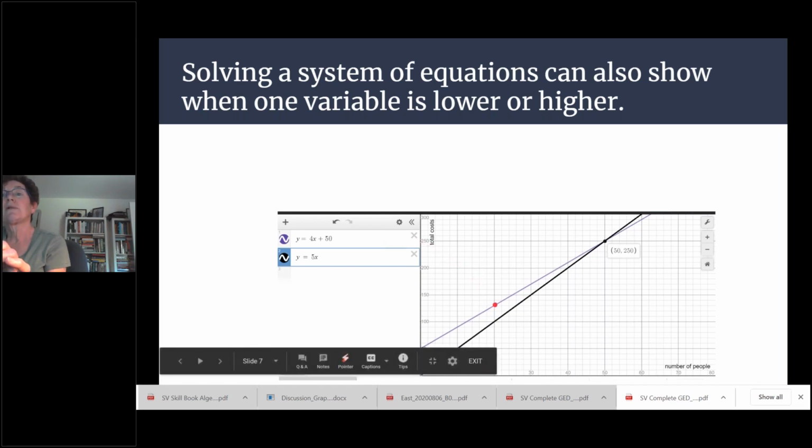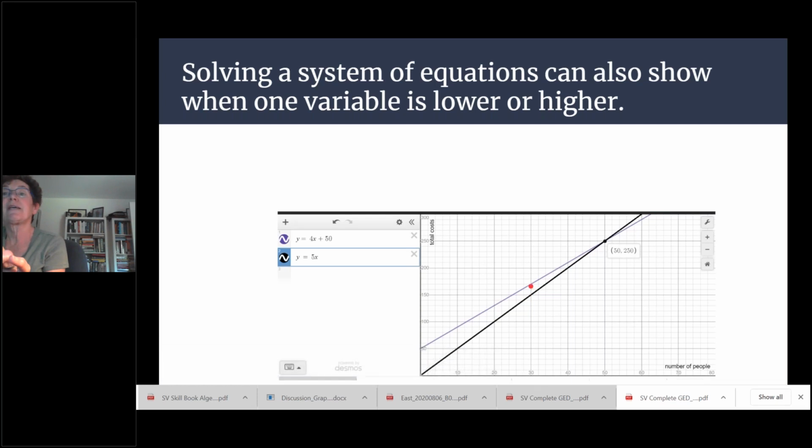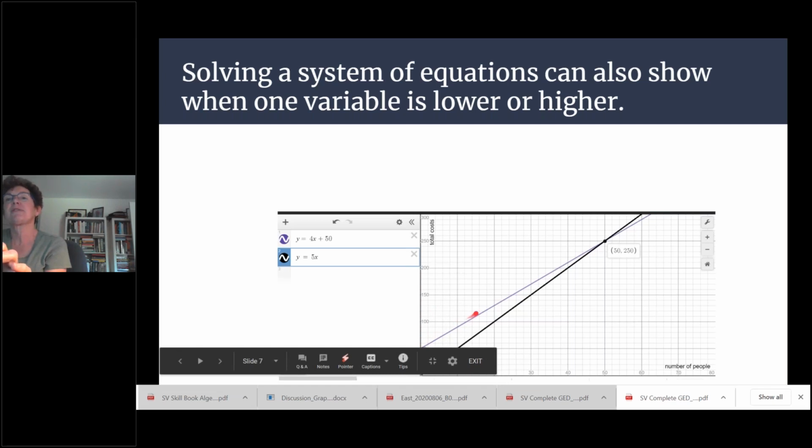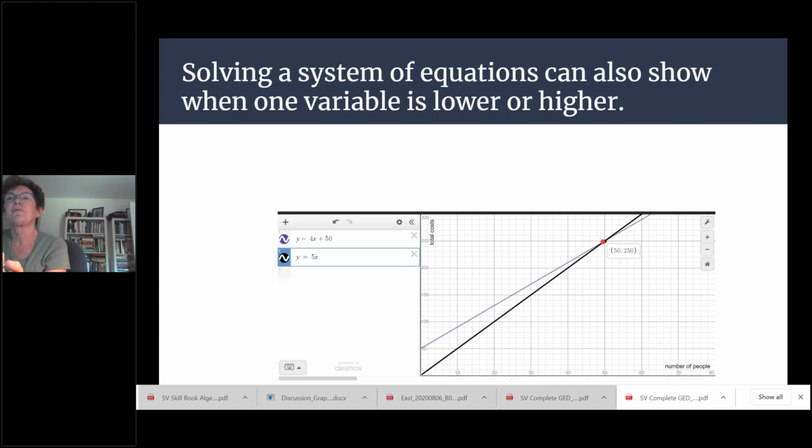is greater. Let's look at when my number of people is 30. When X is 30, for Diamond Catering, my Y is 150. When X is 30 for Kathy's Catering, my Y, or my total cost, is 170. So just looking at this graph, we can see that for every number of people that come to my event, Kathy's total cost will be greater until we get to 50.